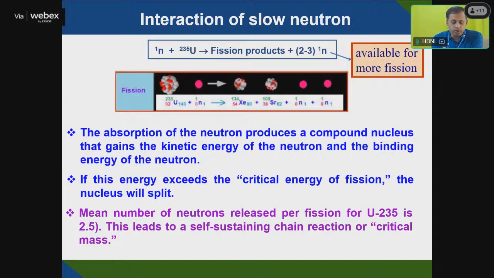And another, a slow neutron can interact with a heavy nucleus like uranium-235. You can get fission products, and 2 to 3 neutrons can be produced. So the mean number of neutrons will be around 2.5. The absorption of a neutron produces a compound nucleus. Then the compound nucleus is highly unstable. If it crosses the critical energy of fission, that delta M, then you will be able to see the fission products.